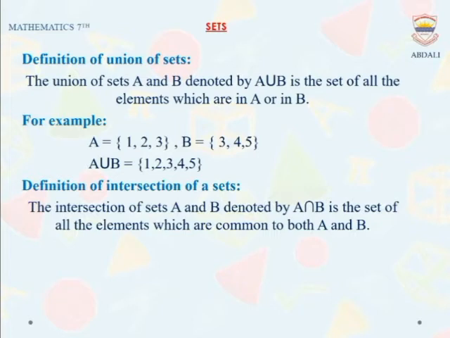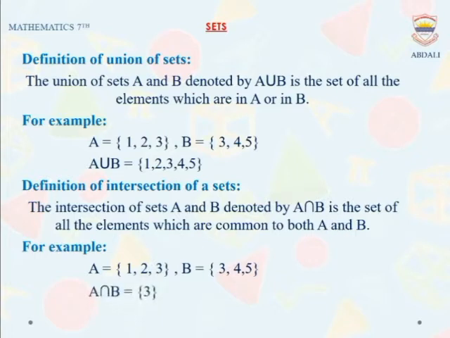Okay? Now let's see an example. For example, a set A is {1, 2, 3} and set B is {3, 4, 5}. So A ∩ B will contain only the common elements of these both sets, which is 3. Okay? So A ∩ B here will be equal to {3}.